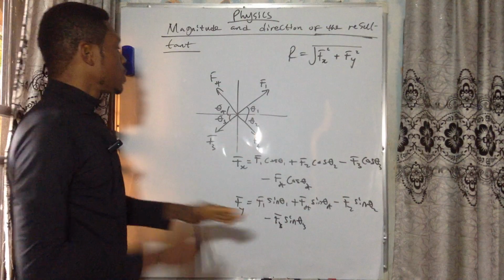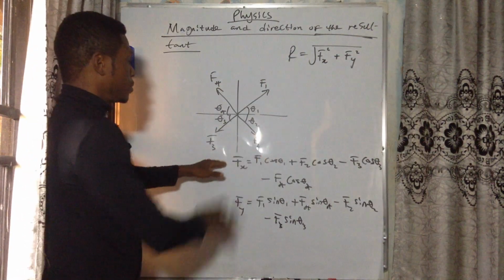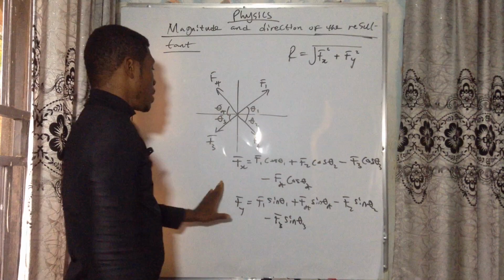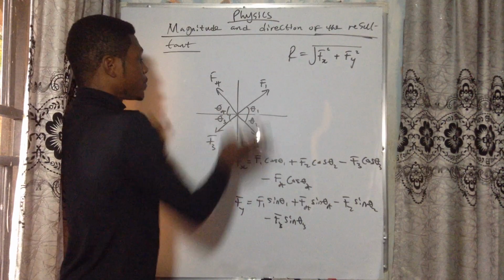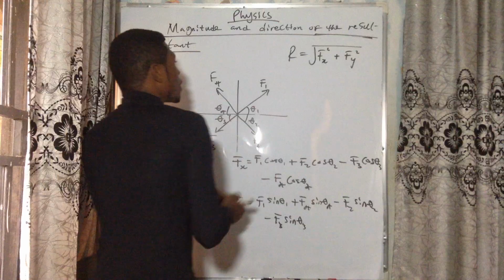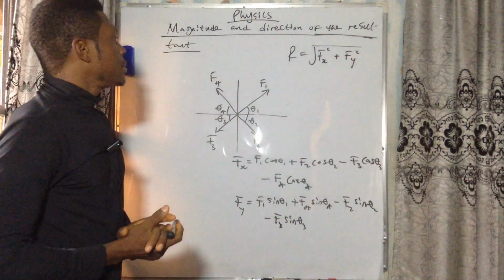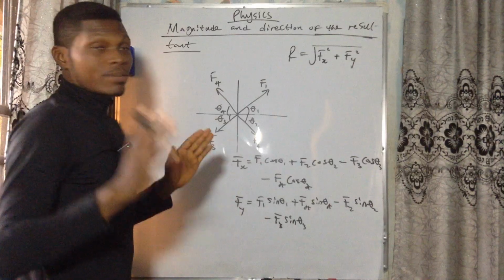This is the sum of all the horizontal components of these vectors, and this is the sum of all the vertical components of these vectors. After doing all this, you now find the resultant. Now, this topic is about the direction of that resultant.